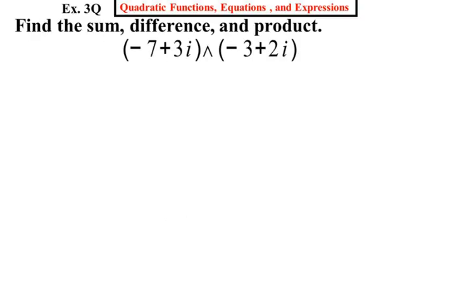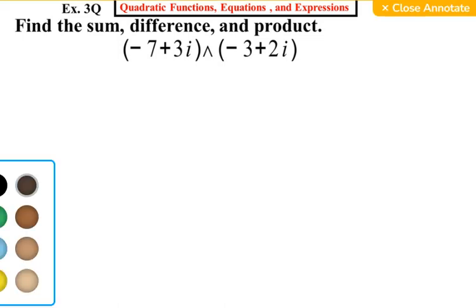All right, example 3Q's on your screen. Negative 7 plus 3i and negative 3 plus 2i. Once again, find the sum, difference, and product. See how you do by yourself. Copy and go. All right, sum.